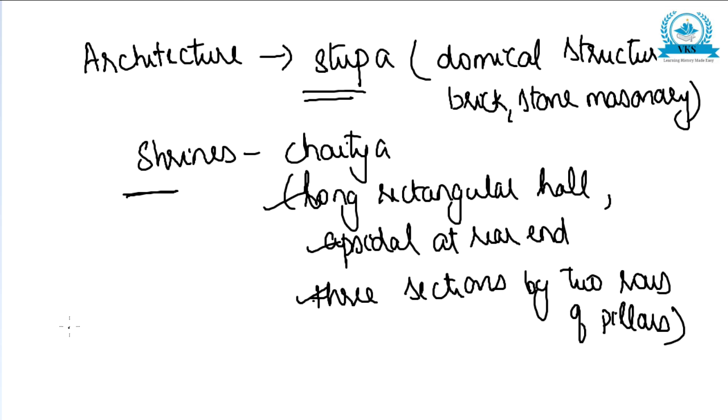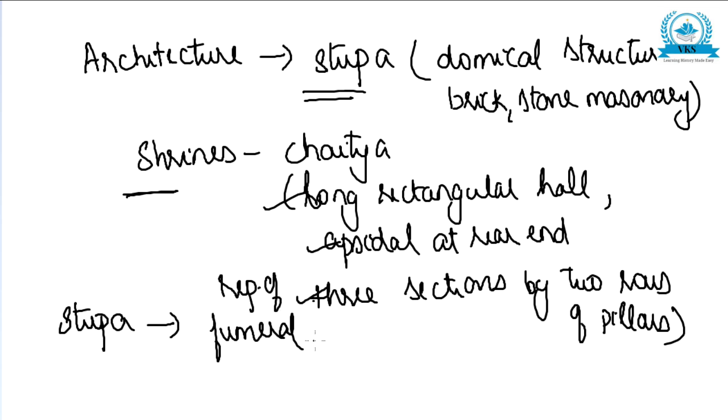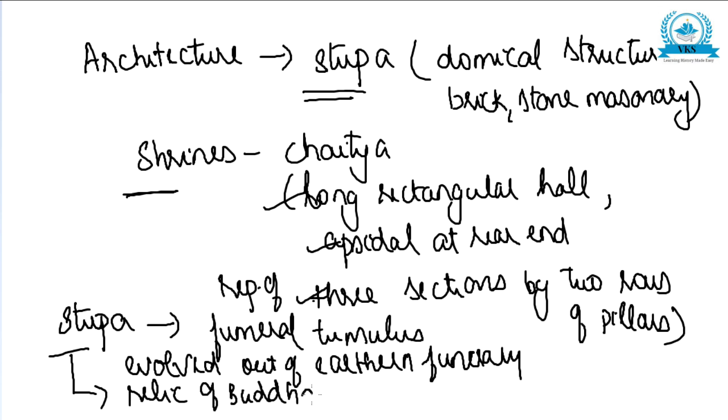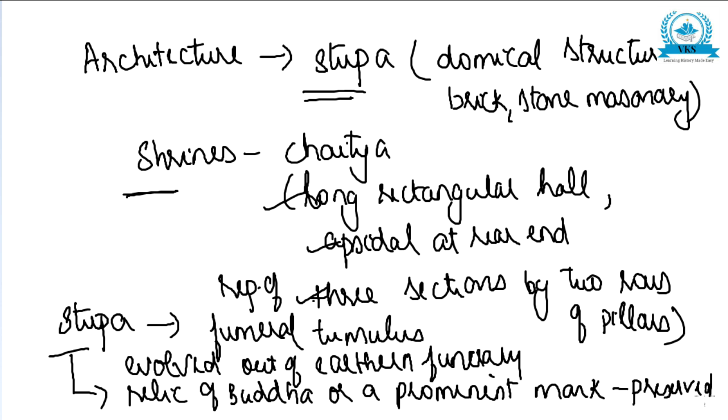Then the stupa, the main architectural contribution, was a conventional representation of the funeral tumulus, and it evolved out of the earthen funerary mound, in which the relics of Buddha or a prominent Buddhist monk were preserved. Inside the stupa, there will be either the relic of Buddha or the relic of a prominent Buddhist monk. That was the importance of the stupa.